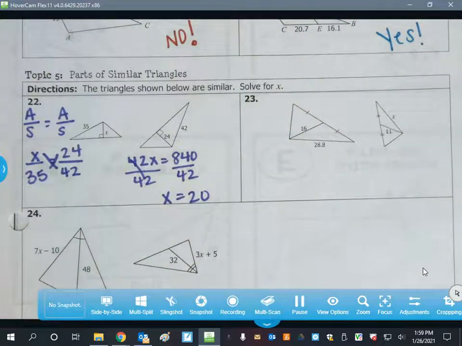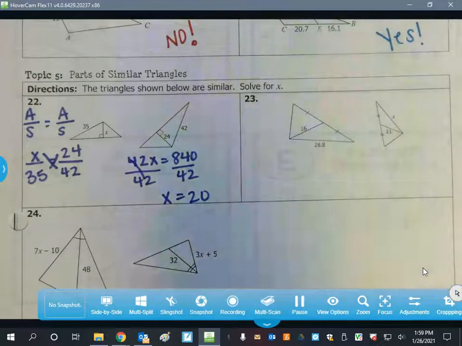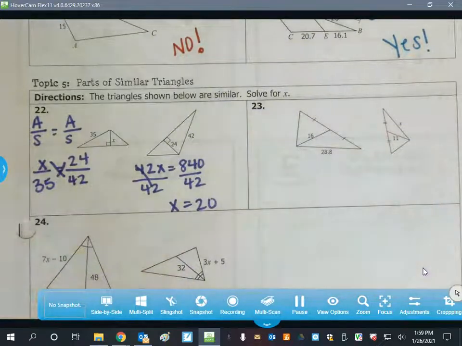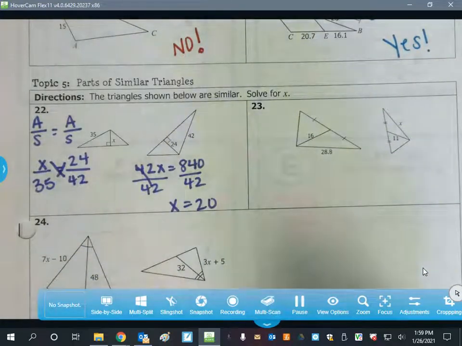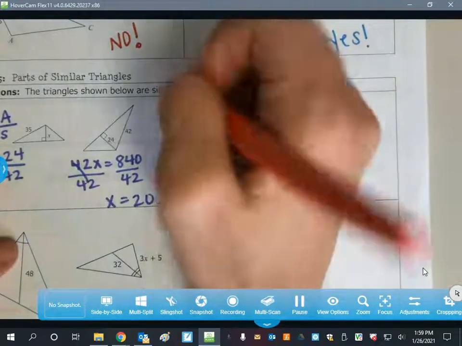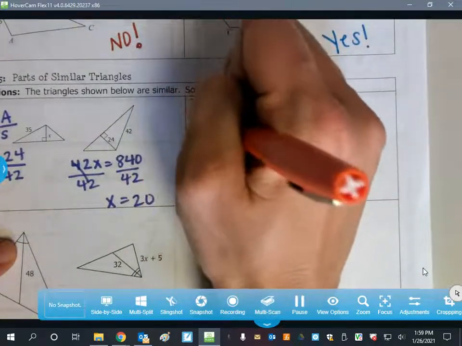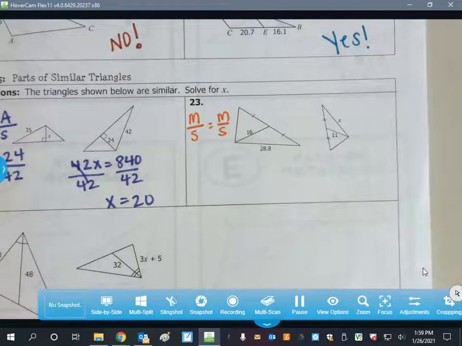All right, let's do the next one. The next one deals with medians. And we know that it deals with medians because it has the tick marks on the sides showing that they're equal. Remember, when you are dealing with medians, you set up your proportion: median over side equals median over side. Go ahead and set up that proportion and solve for x now.